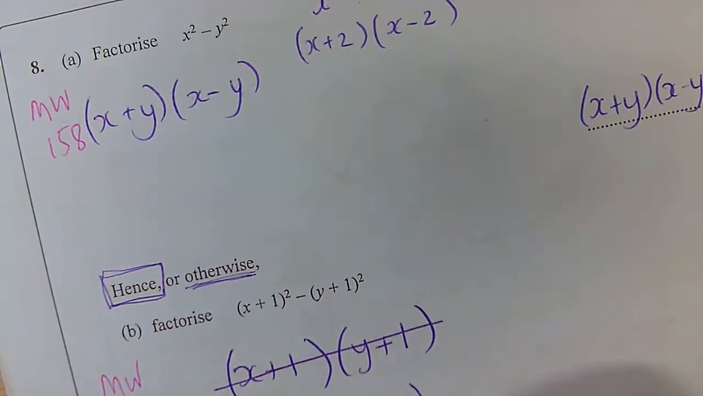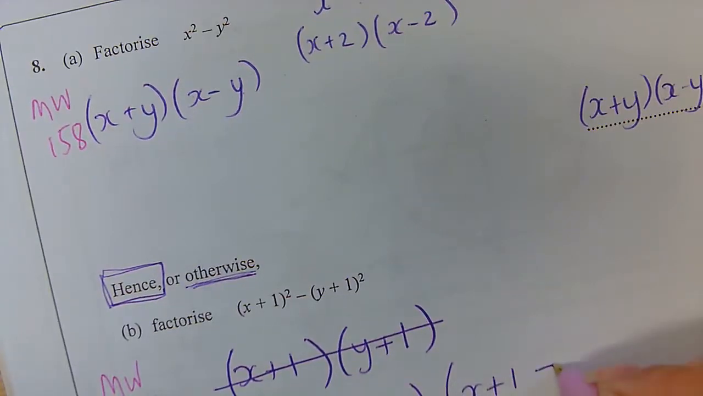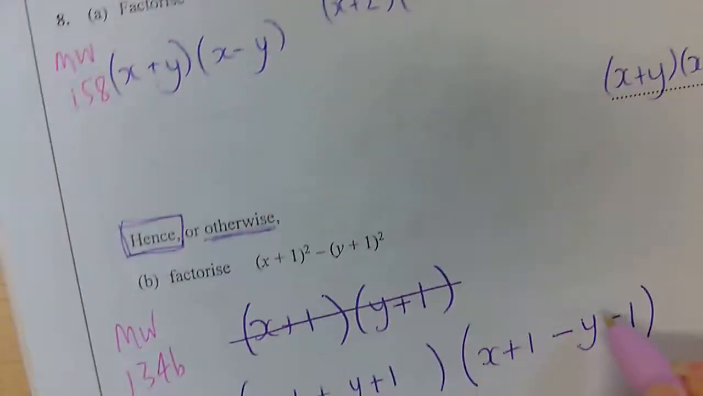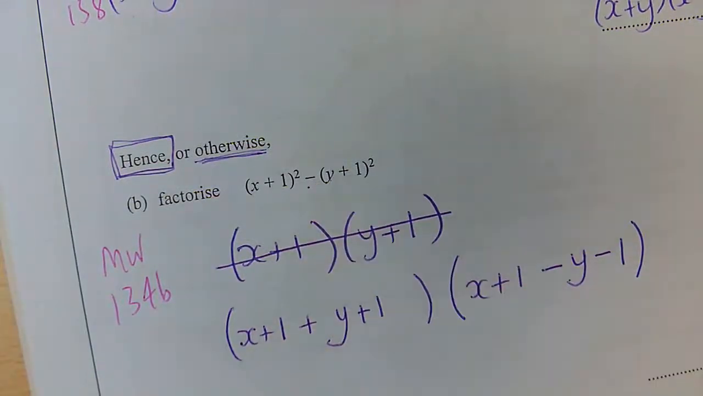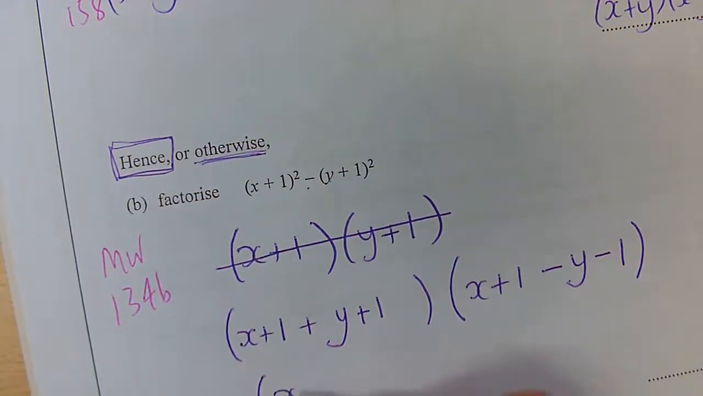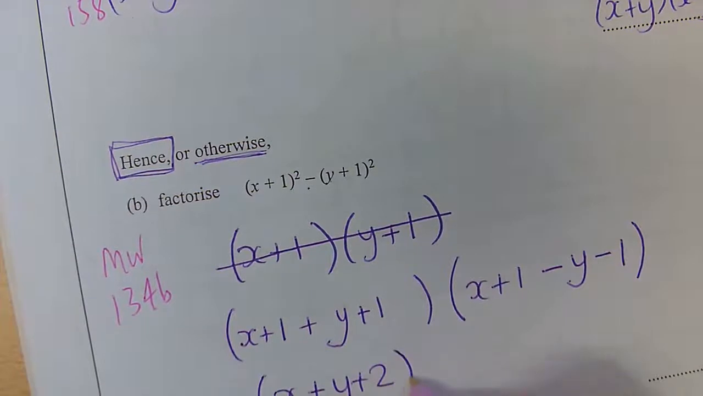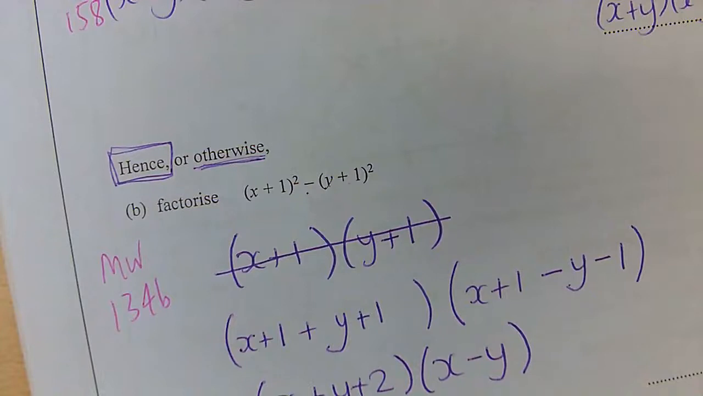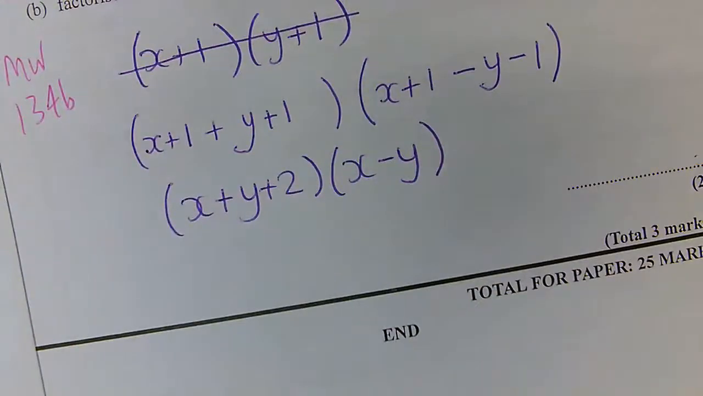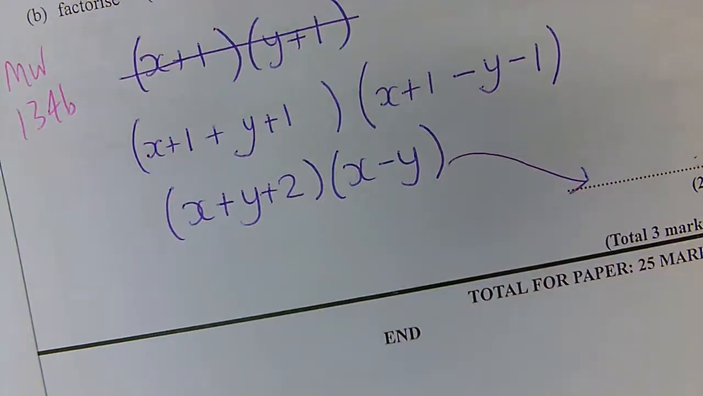So in the first bracket, I'm going to have the square root of the first term plus the square root of the second term. In my second bracket, I'm going to have the square root of the first term minus the square root of my second term. Notice I've got a minus sign on both because I've got minus y minus 1. Okay, let me tidy these brackets. So I'm going to have x plus y plus 2, and I'm going to have x minus y in a bracket. If you would like to expand that and double check, please do so. Otherwise, that's your answer. Okay, well done.